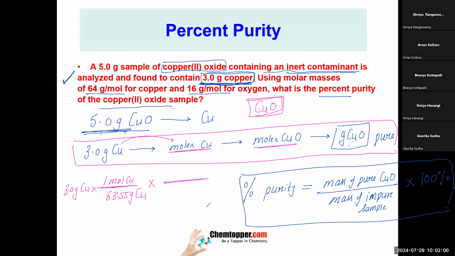Gorika, very good, very good. 1 mole of what you want should come in the numerator. 1 mole of CuO divided by 1 mole of Cu. Now get the grams of copper oxide, copper 2 oxide, using the periodic table, the molar masses.